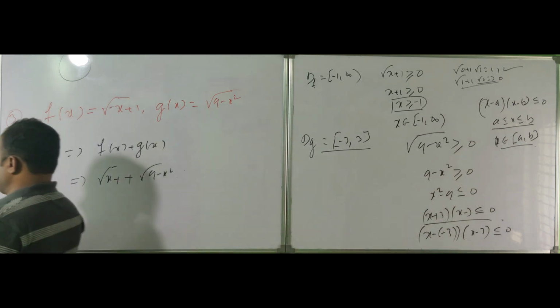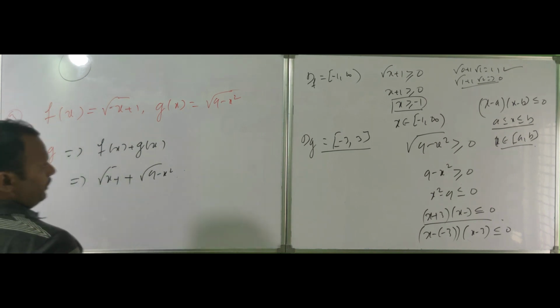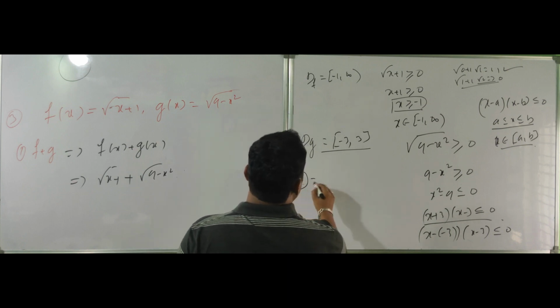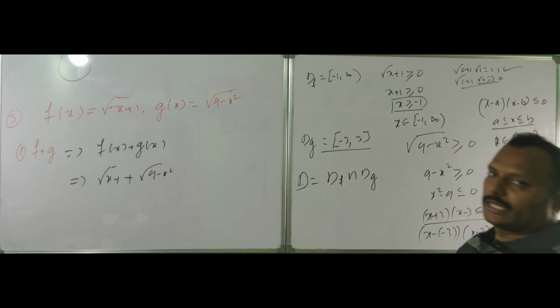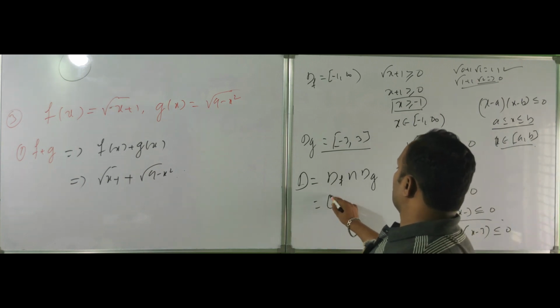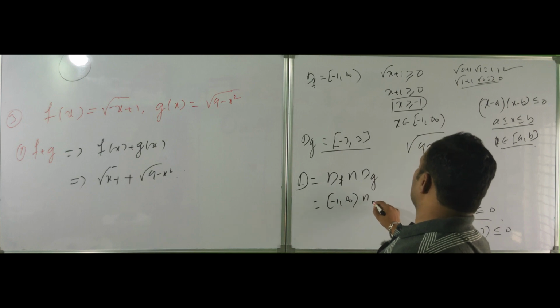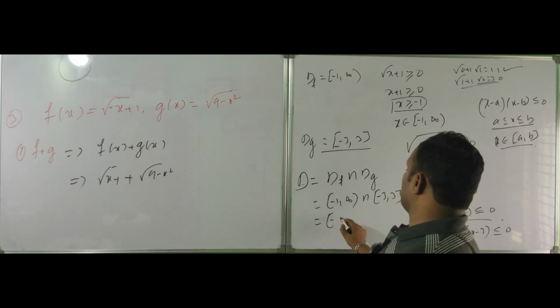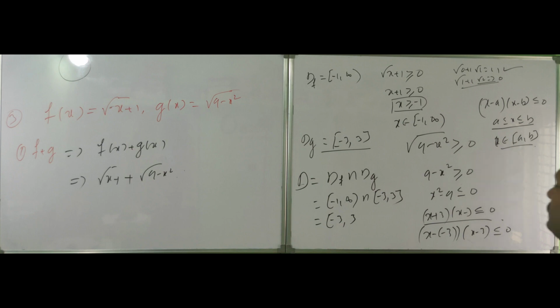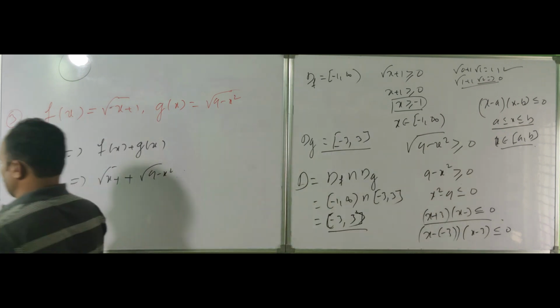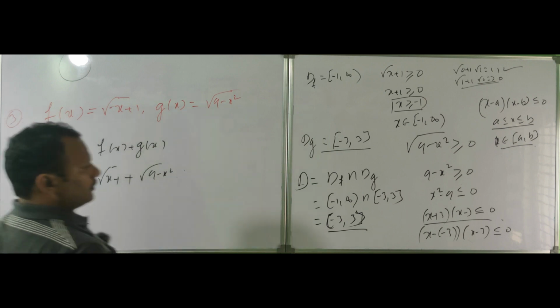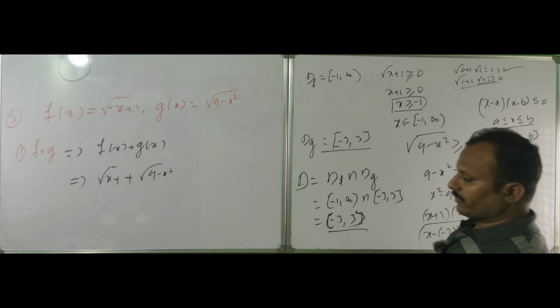Then what they ask is the common domain, D of f plus g, which is D of f intersection D of g. The function should be in the common domain only. Therefore, minus 1 to infinity intersection minus 3 to plus 3, where minus 3 and plus 3 are included. Is it right? This is valid only in the common part. Okay, sorry. This is the greater value, right?